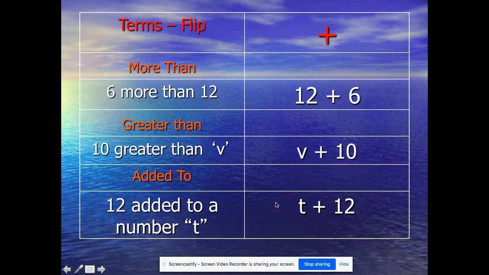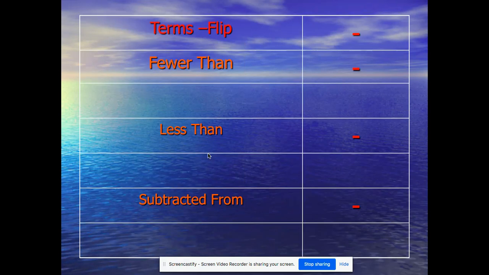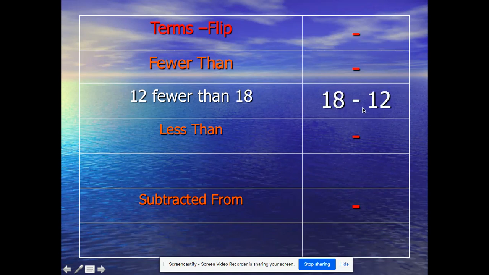So I'm going to try and include all of the different lessons that we've been learning up to this point. In the last slide, or one of the last ones, we have fewer than, less than, and subtracted from. These terms we are going to flip, and they are using subtraction. So let's look at some examples. 12 fewer than 18. What is 12 fewer than 18? It really is 18 minus 12, because we're starting with 18 and we want what is 12 less than that. So down to 6. Less than, 5 less than a number y.